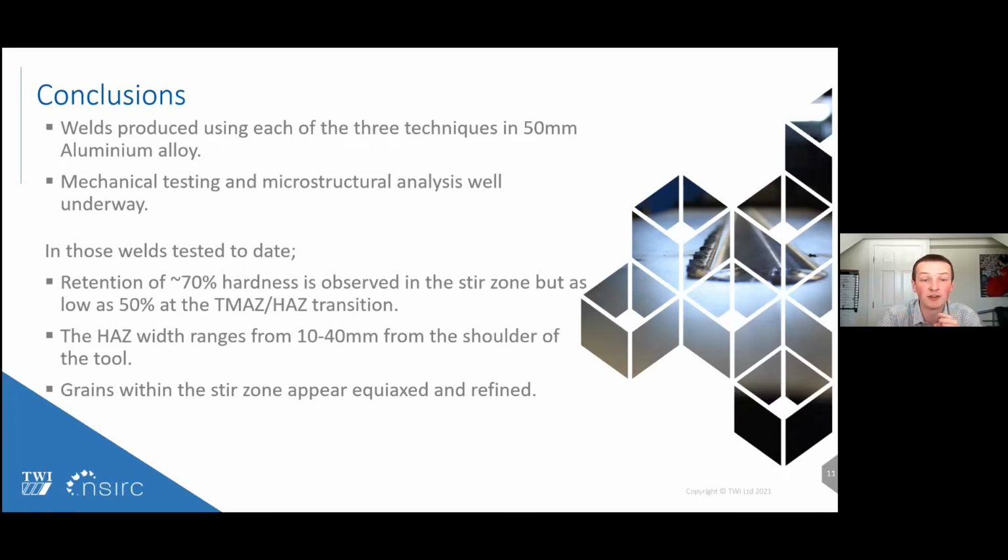We've also noted that the heat affected zone width is dependent on the amount of energy we're putting into the weld. So the weld with the lowest energy input had the narrowest heat affected zone. The supported shoulder had the most energy input and the largest heat affected zone.